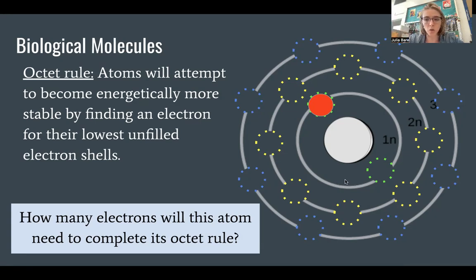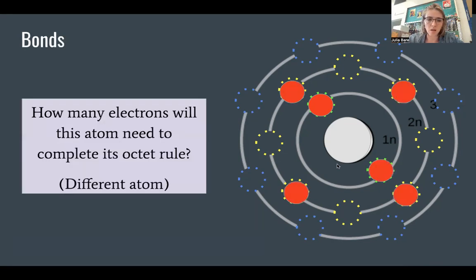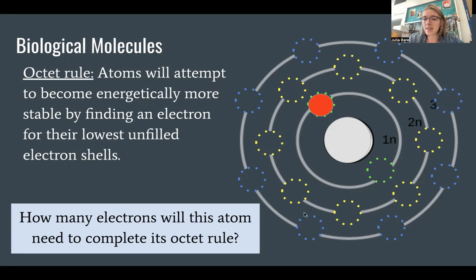So the octet rule does not necessarily apply to this first orbital because it only has 2 electrons. And if we were to draw these in, if we were to say, how many electrons will this atom need to complete its octet rule? Well, it would need 1 atom.